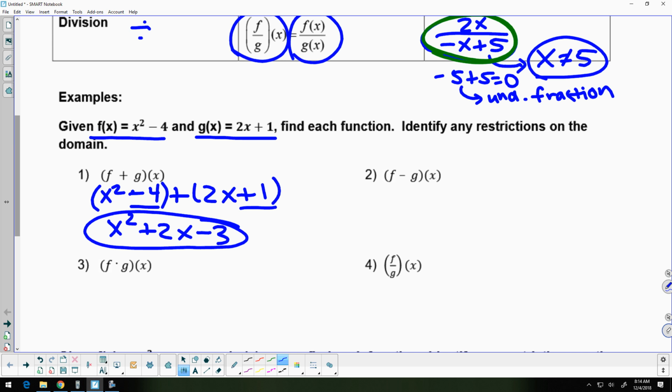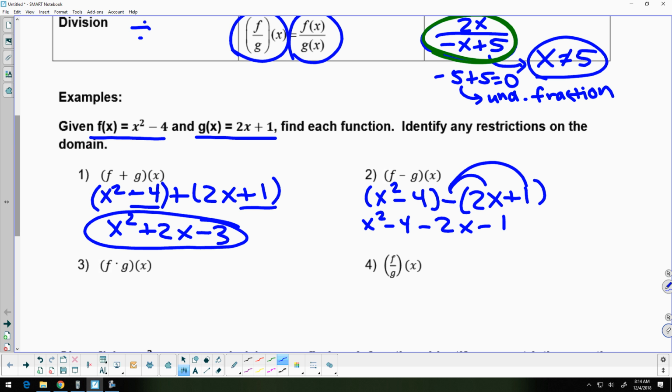Next one, number 2, now we're subtracting. So f of x goes first. X squared minus 4, we're subtracting from it 2x plus 1. Again, I think it'd be helpful to distribute that minus sign to have x squared minus 4 minus 2x minus 1. Now just combine like terms, so x squared minus 2x minus 5 is our solution.